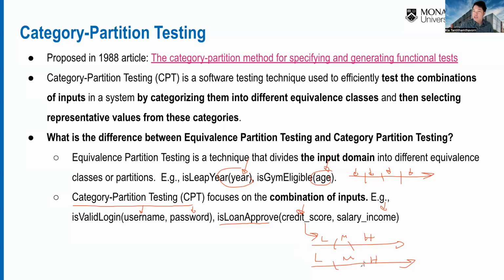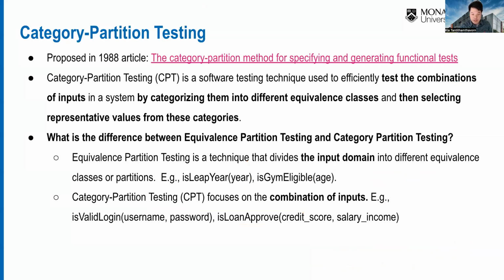But the key question is how can we test them effectively? What they suggest is to test the combinations of the inputs. For the credit score, we have three classes. For the salary income, we have three classes. So we just test all of the combinations, and we get nine combinations that we need to test. That's a valid test frame. And then we also need to add one invalid test frame as well. This is the trick that we will use together.